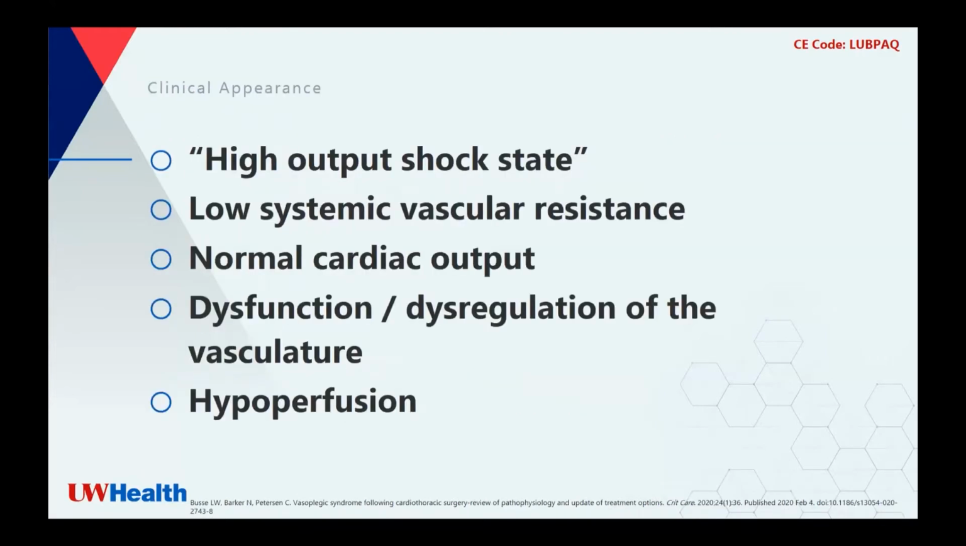So clinically, vasoplegia is referred to as a high output shock state. This means that the systemic vascular resistance is low, but the cardiac output is normal or elevated. So the output of the heart isn't necessarily impaired, but rather the vasculature is dysregulated. And this dysregulation of the vasculature leads to vasodilation that's refractory to our normal treatments, hypotension, and hypoperfusion, which, as we know, can have consequences when that hypoperfusion is prolonged.